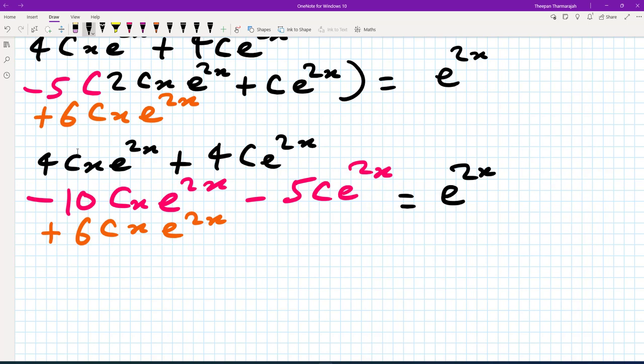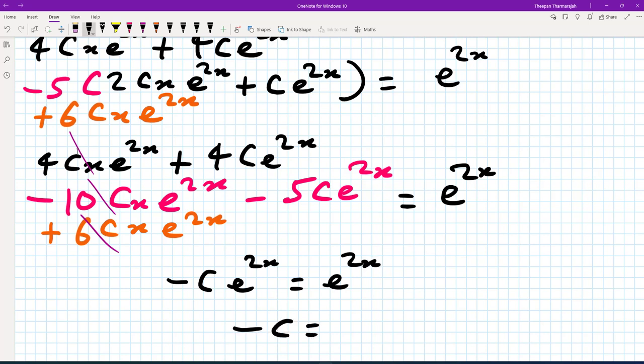minus 10cx e to the 2x is minus 6cx e to the 2x, plus 6cx e to the 2x will cancel out. So they're just going to cancel out here. There you go. And I get 4c e to the 2x minus 5c e to the 2x is minus c e to the 2x is equal to e to the 2x. In other words, minus c is equal to 1.